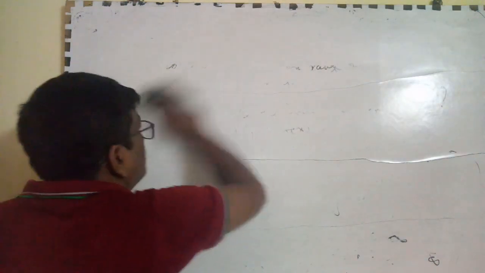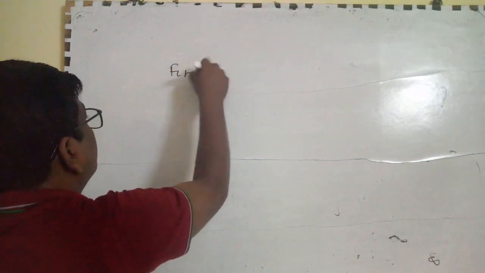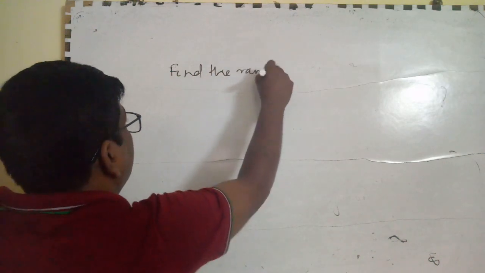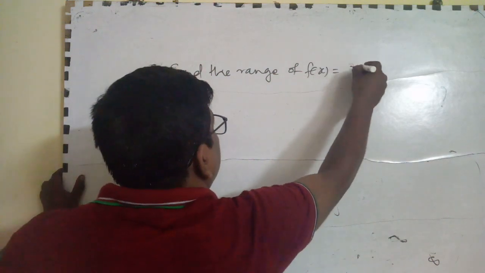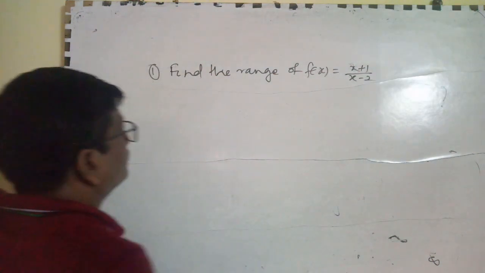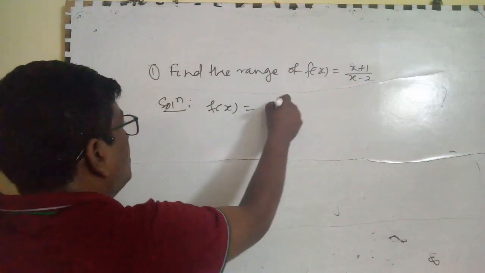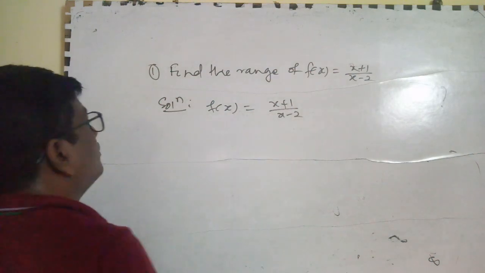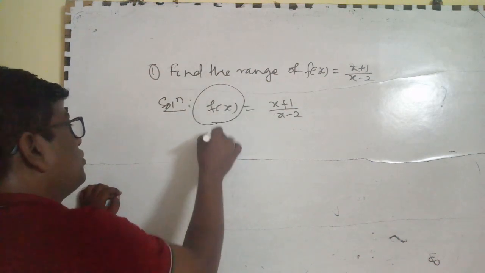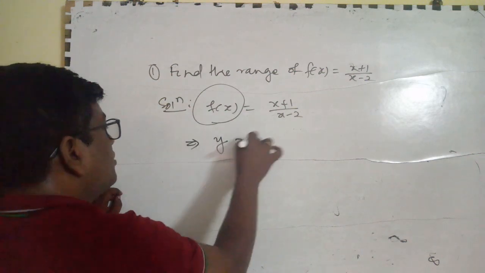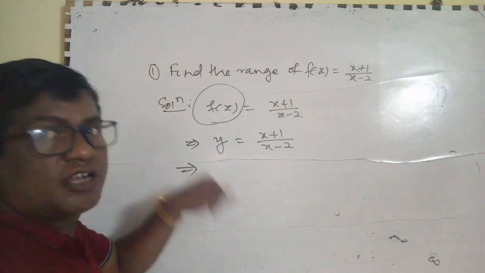Find the range of the function. Question number 1. f of x is equal to x plus 1 by x minus 2. Solution: f of x is equal to x plus 1 by x minus 2. Step 1, put f of x is equal to y. That implies y is equal to x plus 1 by x minus 2. And express x in terms of y.